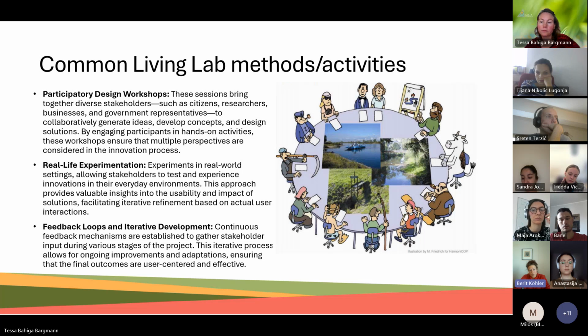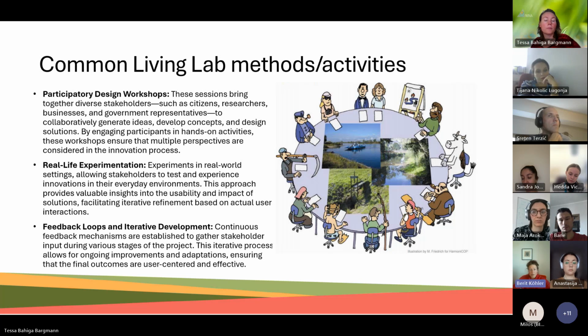This approach could provide valuable insights into the usability and also into the impact of solutions, and also facilitate an iterative refinement, so an adaptive management type of process based on actual user interactions.